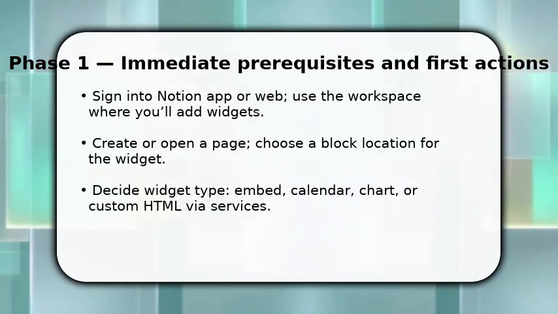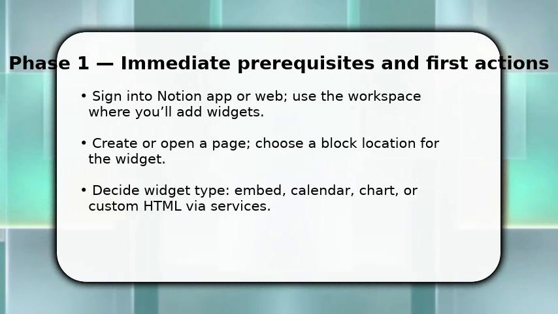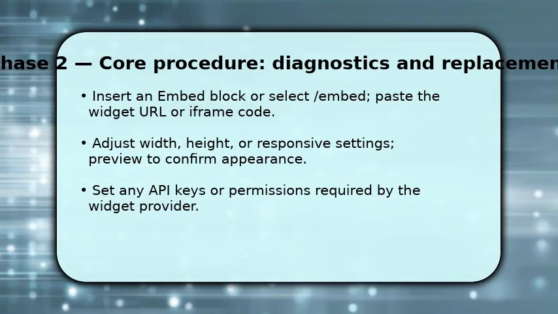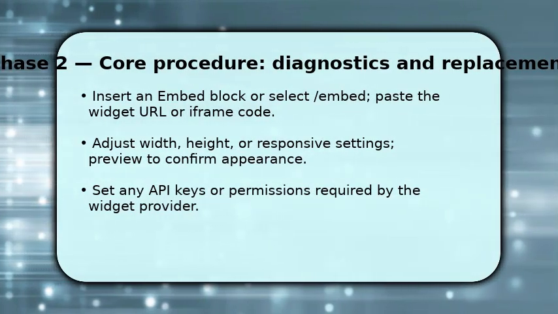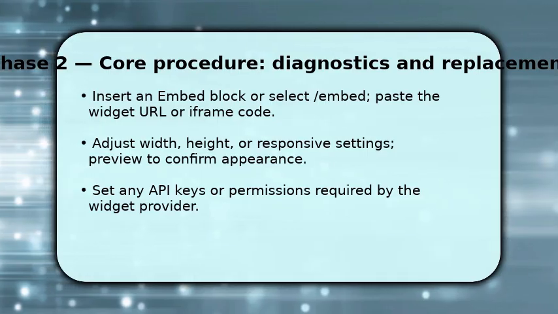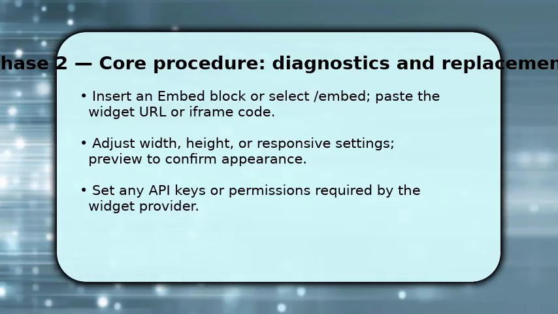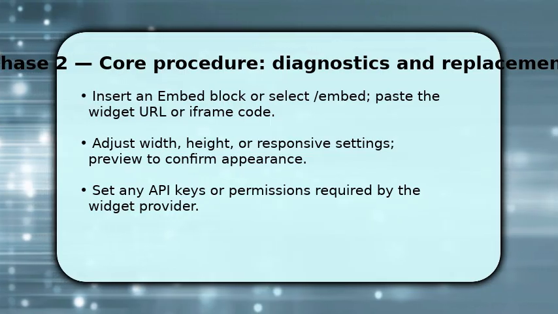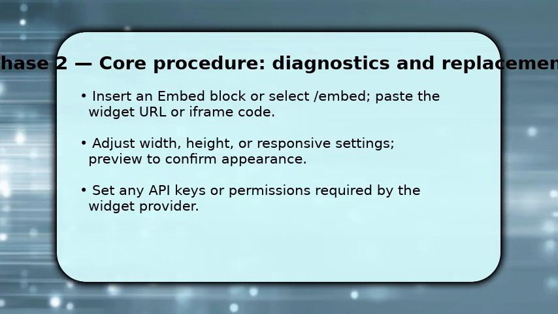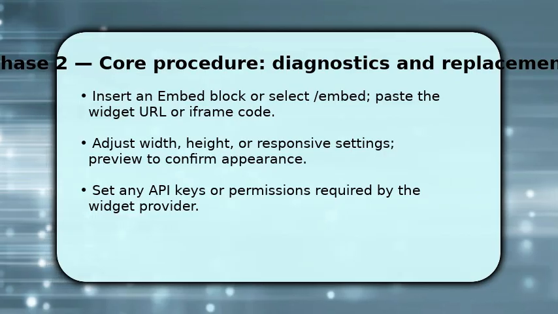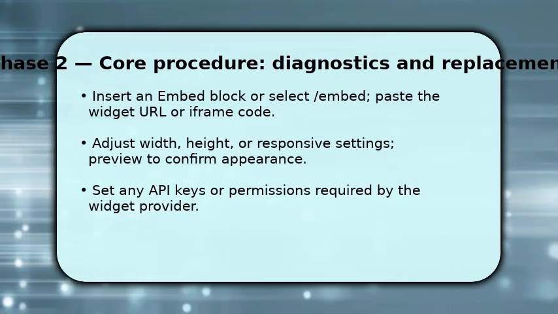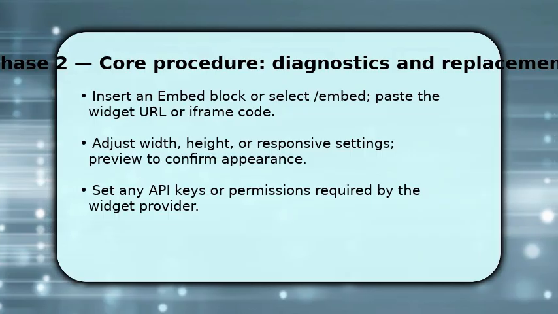You add the widget by inserting an embed block. Type /embed or choose embed from the block menu, then paste the widget URL or iframe code you obtained. Once pasted, make sure to resize the block by dragging edges or using provided width and height controls so content fits visually. If the widget needs API keys or permissions, enter them now and confirm access.